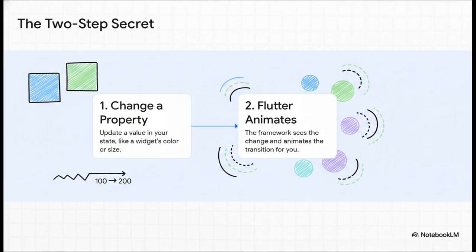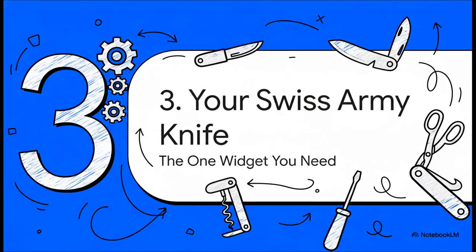And here's the best part. It literally boils down to two simple steps. Step 1, you change a property's value. That's it. Maybe a variable for color changes from blue to green, or a width variable goes from 100 to 200. Step 2, well, there is no step 2. You just rebuild the widget, and Flutter sees the before and after values, and it automatically, beautifully animates the whole thing. It does all the heavy lifting for you. So that's the concept. Pretty cool, right?